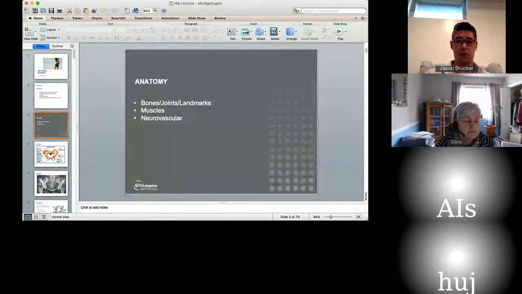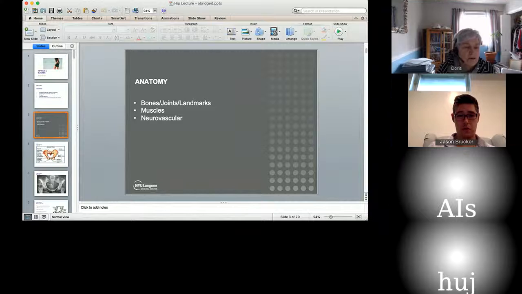So we'll start with the anatomy, which will include bones, joints, landmarks, muscles, and the tendinous attachments and the neurovascular structures.